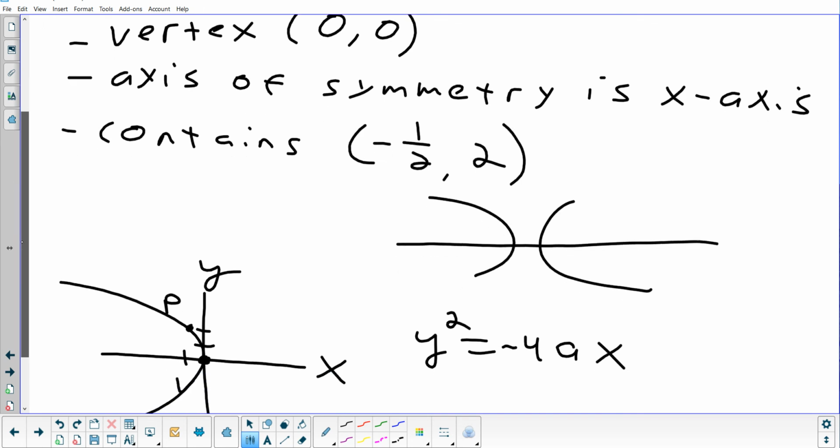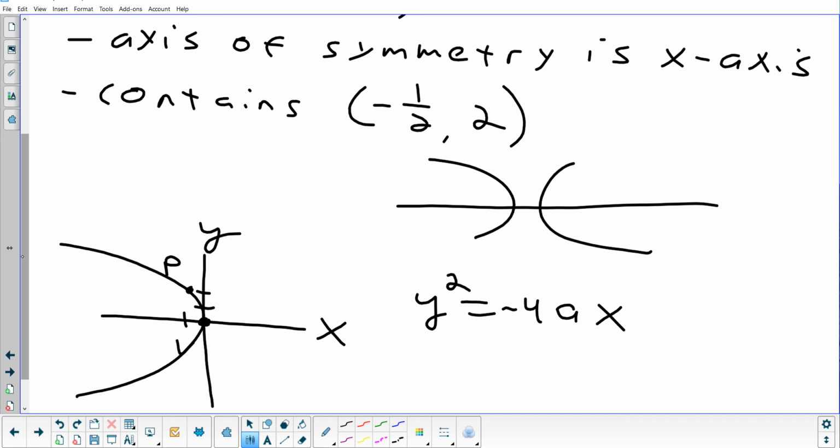What haven't I used in this equation yet? That's some of the information that's up there. Yeah? The axis of symmetry. Well, I know that the axis of symmetry is horizontal, so that told me that it opens either left or right. So we used that originally. But there's something else we haven't used yet. Sarah? We haven't used that point.